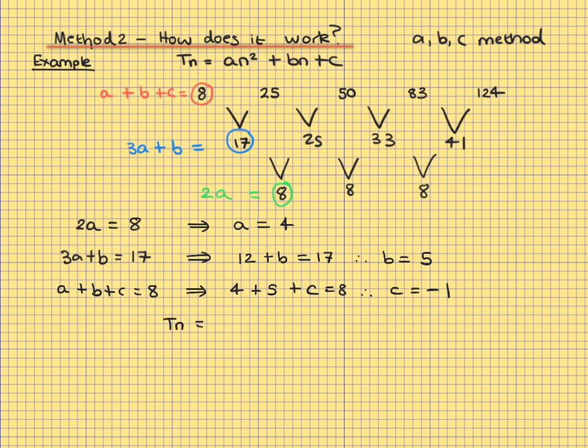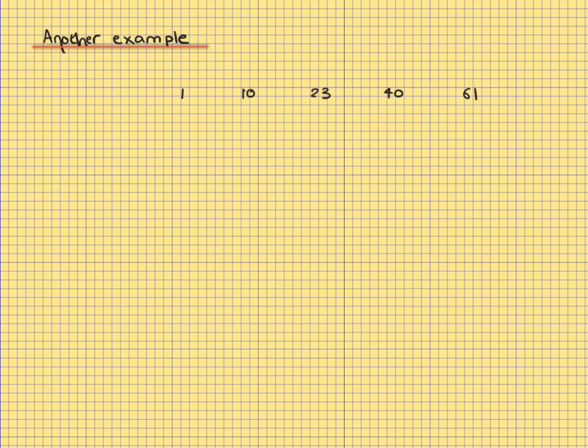Remember that the nth term takes the format an squared plus bn plus c. So we can now say that the formula for the nth term is 4n squared, using our value of a, plus 5n, using our value of b, minus 1. And it's exactly the same result that we got last time. Let's try this with another example.